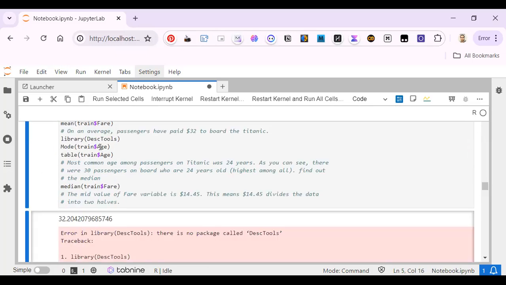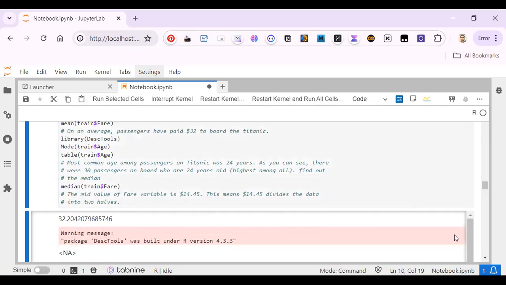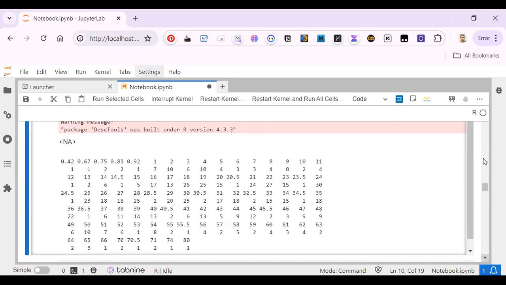Okay. Now I'm asking for age and I'm writing mode. And I'm also going to table, and I do the same on age. And I'm also going to median. I'm also asking for fare. Now we got these values. Okay. So the package tools was built on R 3.3 version. Okay. So we got these values here.